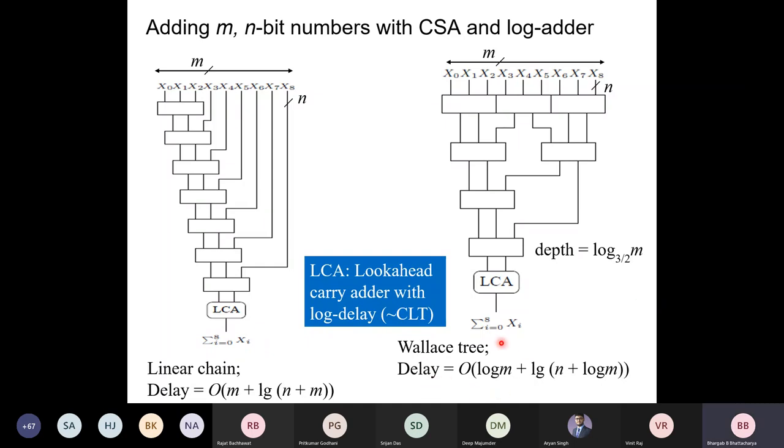So this is called the Wallace tree architecture for adding multiple operands with carry save addition. Because of this architecture, the depth becomes log of m. In fact, this base is 3/2, which is not explicitly written here, and this term remains the same. Only thing is that here you have m, but this becomes log of m because the depth is log of m. And this part you can accelerate using CLT or whatever.